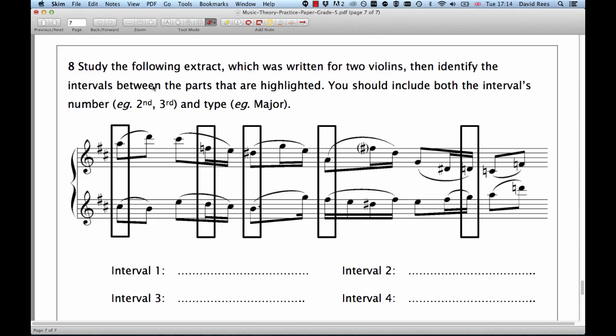Okay, so question 8 says, study the following extract which was written for 2 violins, and then identify the intervals between the parts that are highlighted. You should include both the interval's number, for example 2nd, 3rd, 4th, 5th, etc., and type: major, minor, augmented, diminished, etc. So let's have a look at these.